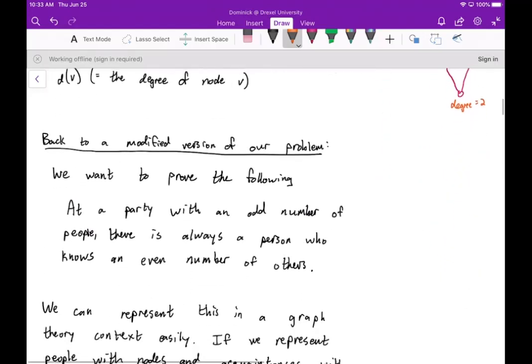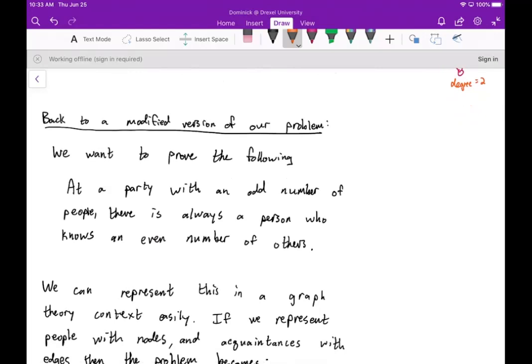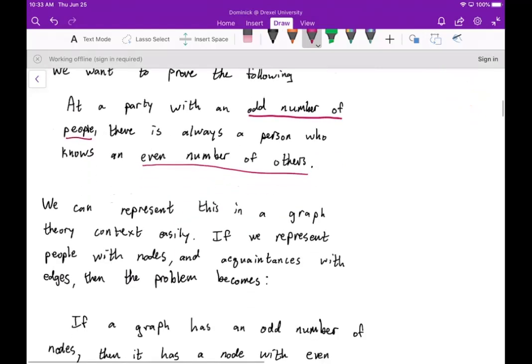Now, we're going to return to a modified version of our problem at the beginning. We're going to assume that the number 51 that we started with has no special significance, and we're just going to say at a party with an odd number of people, we want to prove that there's always a person who knows an even number of others. So instead of 51, we're now saying any odd number.